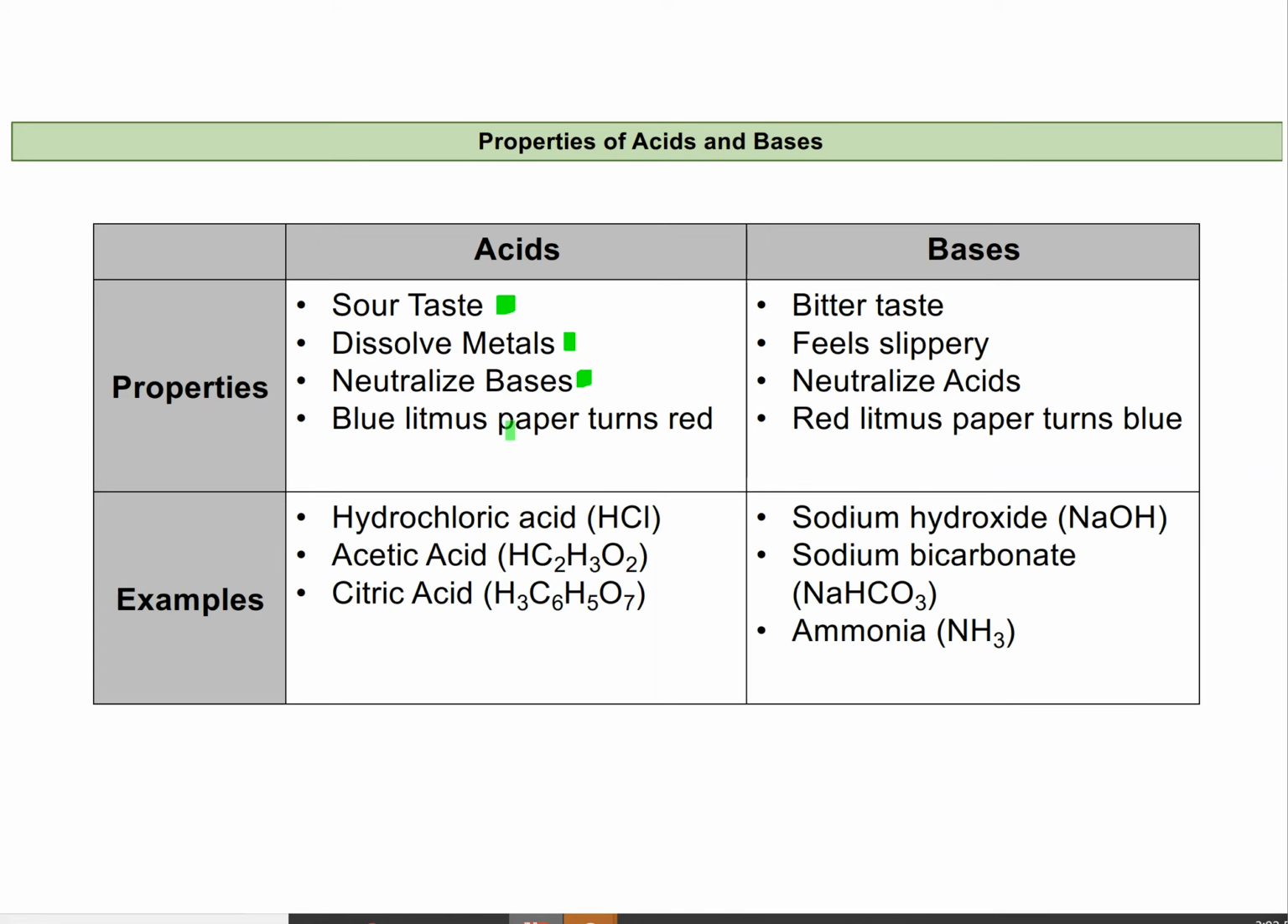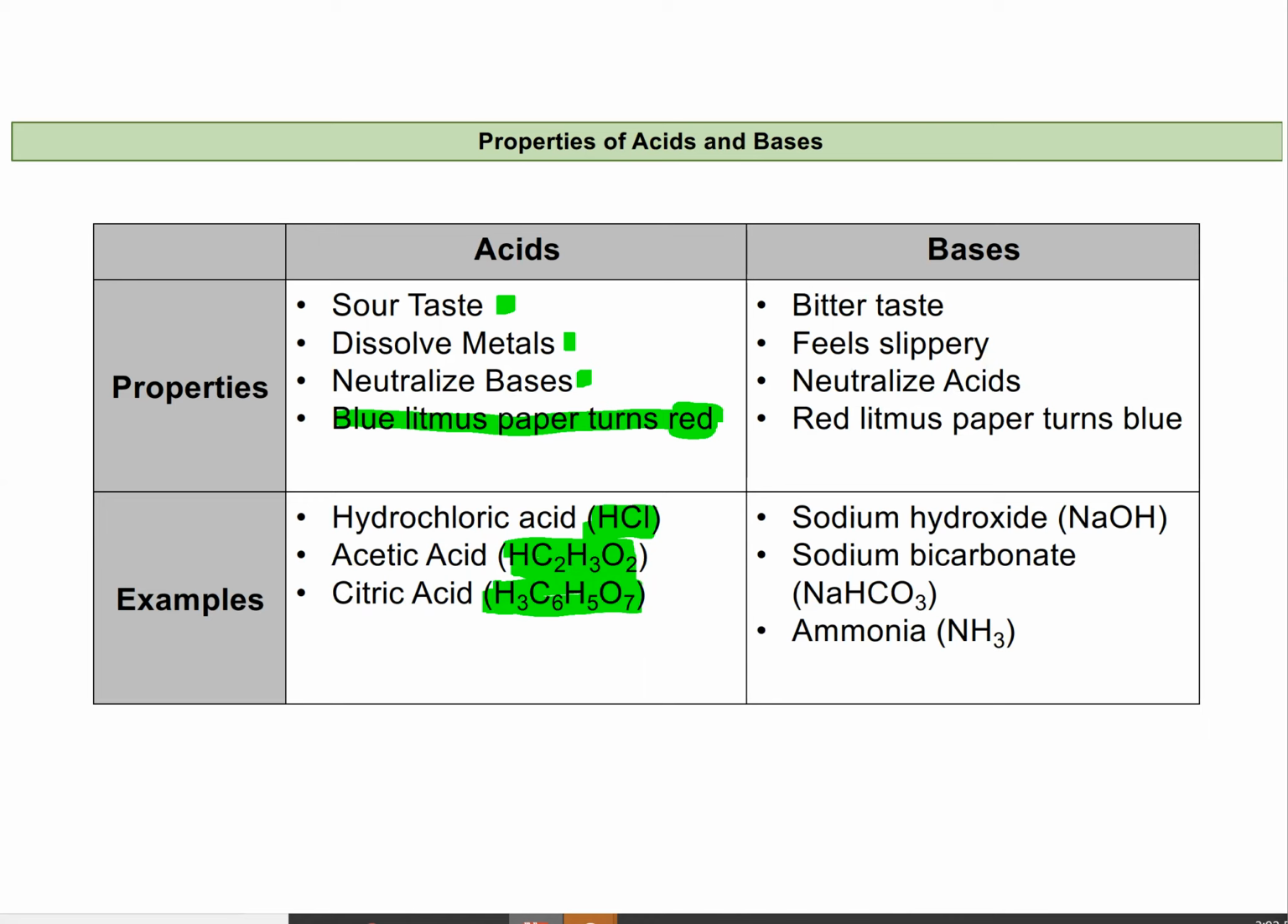And if we have blue litmus paper, we expect it will turn red, which is one of our nice ways of indicating if we have an acidic solution. Some examples of these that you might have seen already are hydrochloric acid and acetic acid, which is basically white vinegar if you've ever used plain old vinegar in the kitchen, and citric acid, which we find in fruits, but is also an additive in a lot of the processed foods we eat.